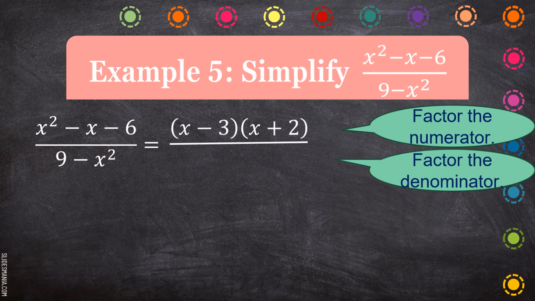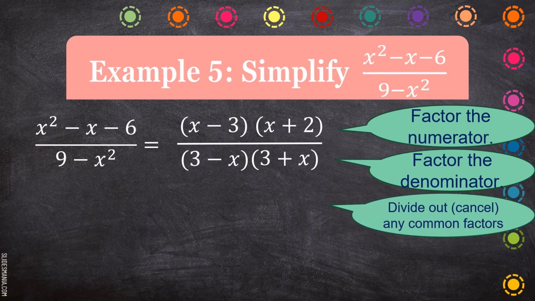Now, let's factor the denominator. So, the denominator is 9 minus x squared. It's a difference of 2 squares. Therefore, the factors are sum and difference of two binomials, or difference and sum of two binomials. So, we just get the square root of each term. So, square root of 9 is 3. Square root of x squared is x. So, we can then express it as sum and difference. So, the factors of 9 minus x squared are quantity 3 minus x times the quantity 3 plus x.